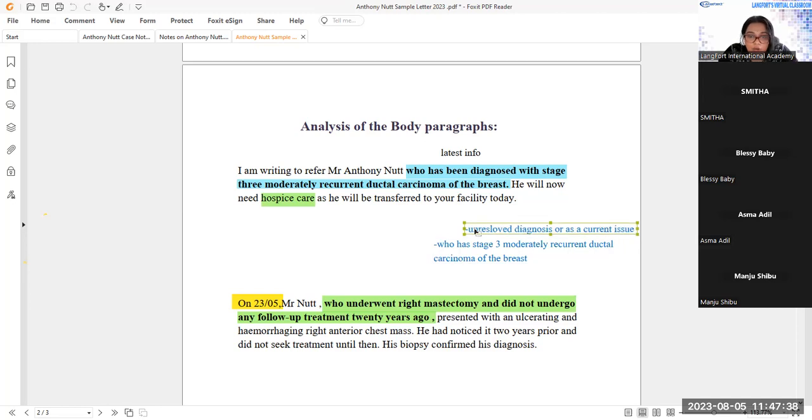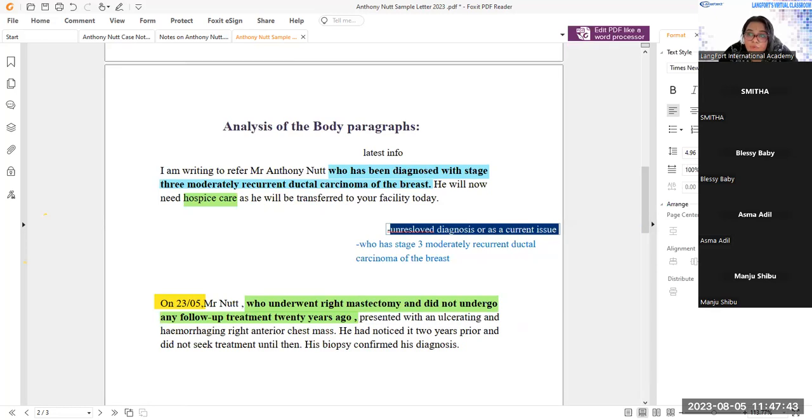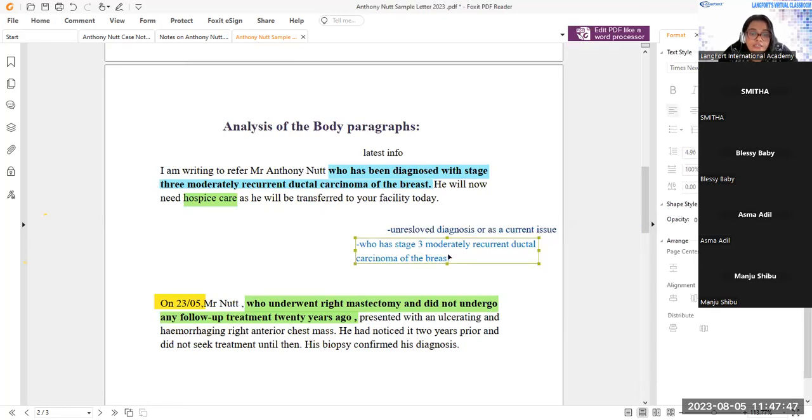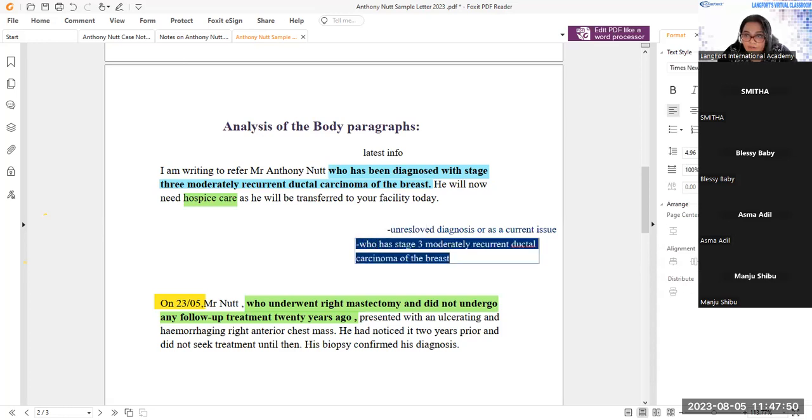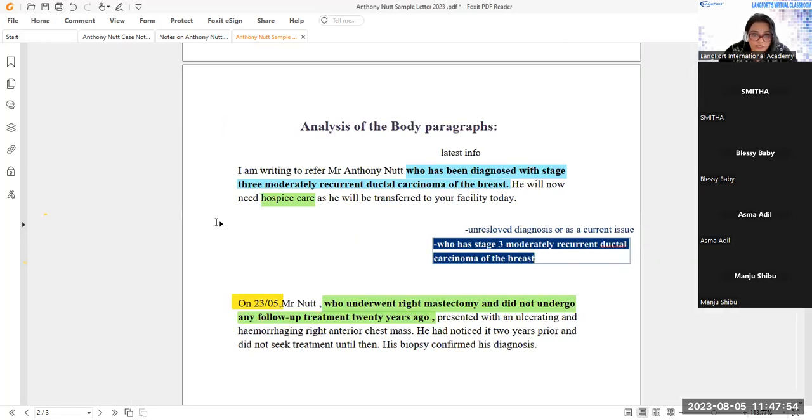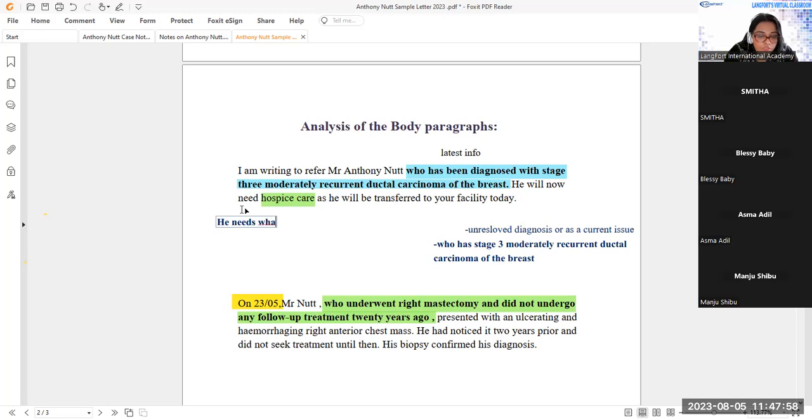Instead of he will now need, you can say he requires, he needs. That's your decision as a writer. You can say he needs what, or he requires what. Both are fine.